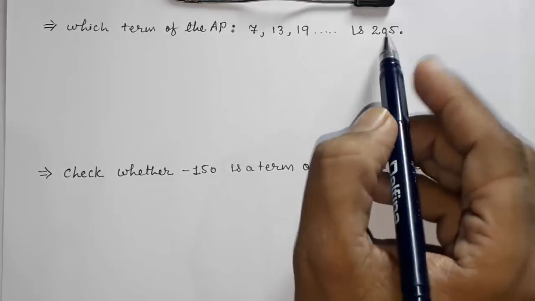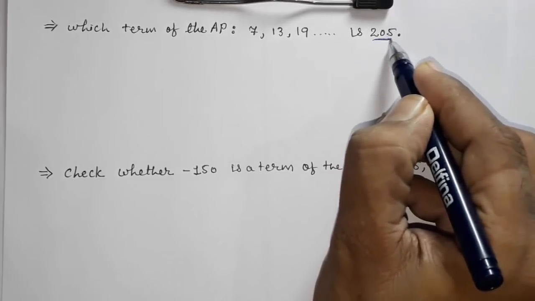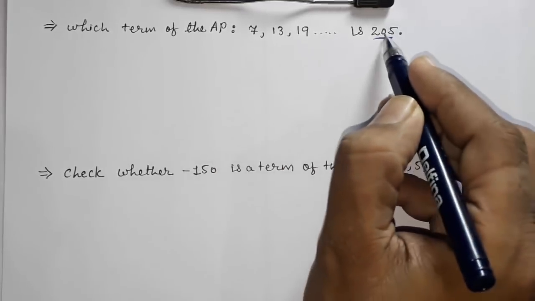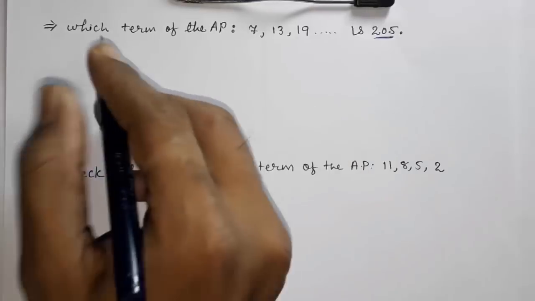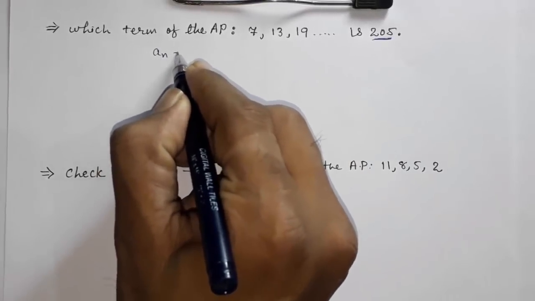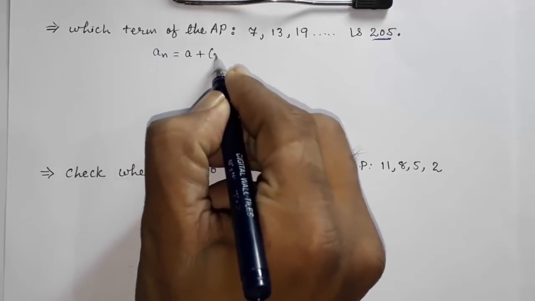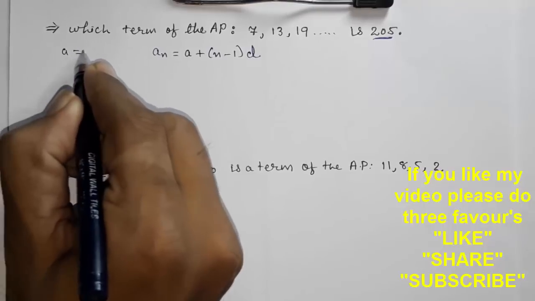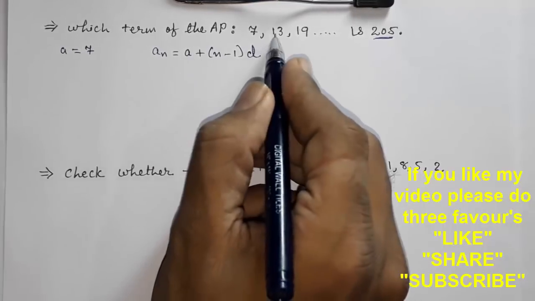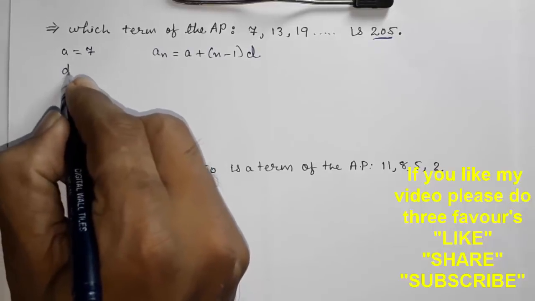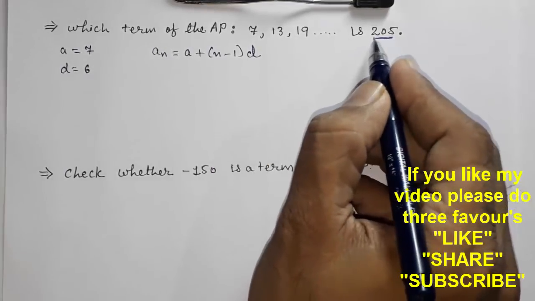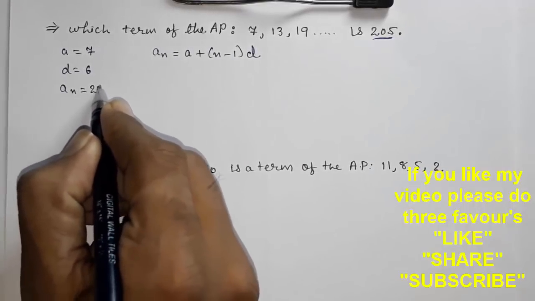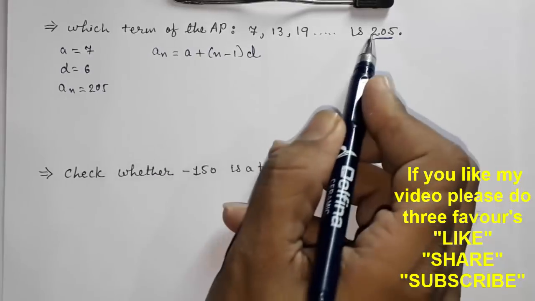So here they told us that this is the term and we want to find which term this is. So we want to find the number of this term. So we have to find n, and we have one formula, an is equal to a plus n minus 1 into d. Now first we have to make the list. We have a as 7, difference 13 minus 7, that is 6, and an, this is the number, so our an will be 205, and we want to find n, which number this is.